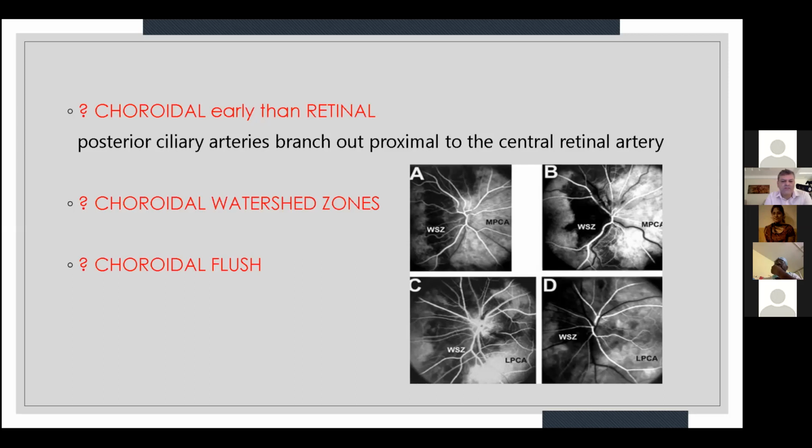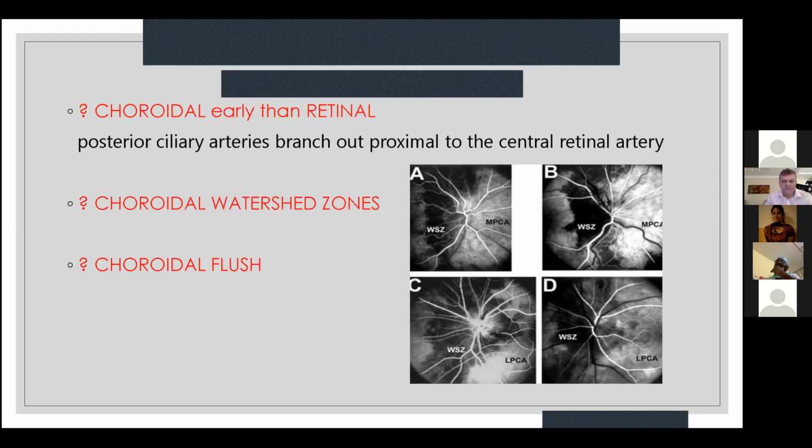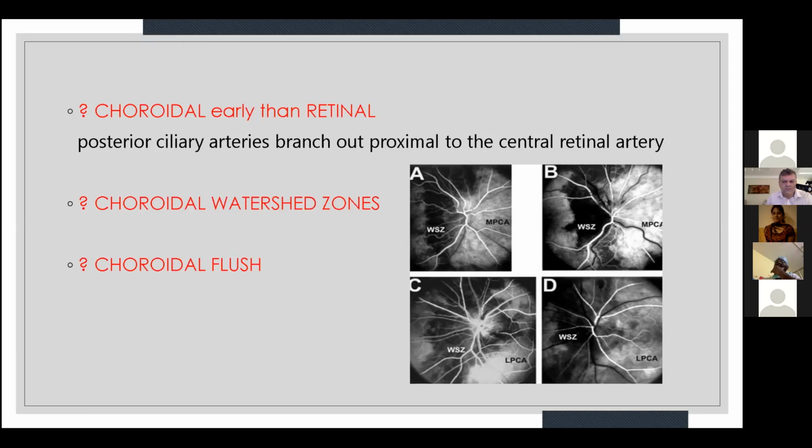Next, what are these choroidal watershed zones? These are vertically oriented zones that extend from the temporal part of the disc to the macula, and these watershed zones are really important in case of AION. They can be anywhere between the temporal margin of the disc and the macula. What is choroidal flush? Choroidal flush is the patchy lobular pattern which we see in the choroidal phase.